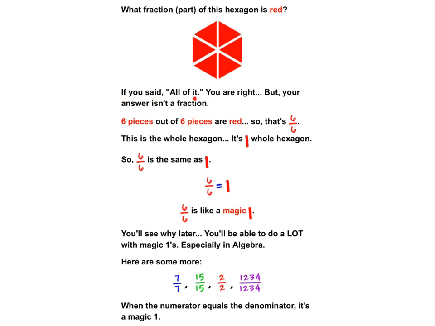If you said all of it, you're right, but your answer isn't a fraction. 6 pieces out of 6 pieces are red, so that's 6/6. This is the whole hexagon. What is whole? Entero. So it's one whole hexagon. So how do you say entero in English? Whole, a whole or one whole. So 6/6 is the same as one whole hexagon.